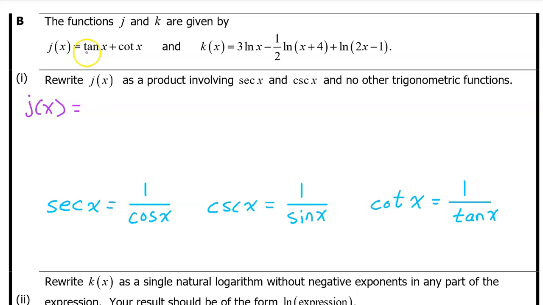Sometimes it's helpful to rewrite everything in terms of sine and cosine. For example, we know that tangent x is sine x divided by cosine x.